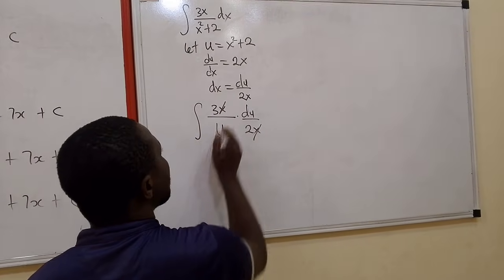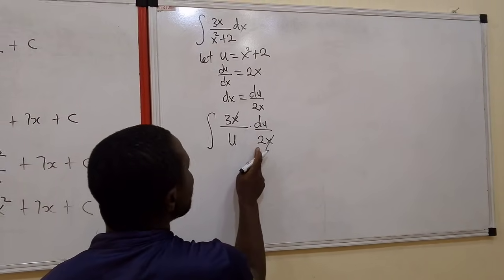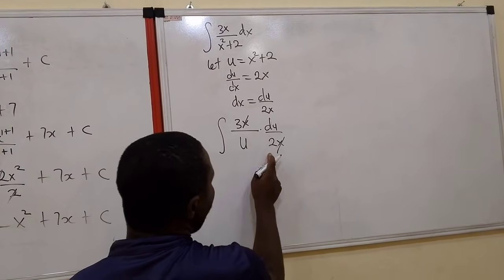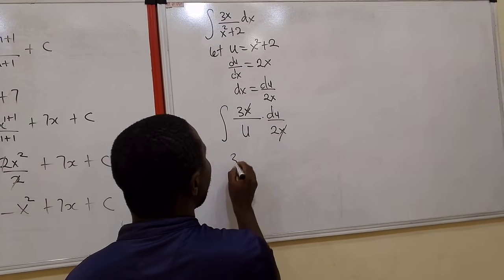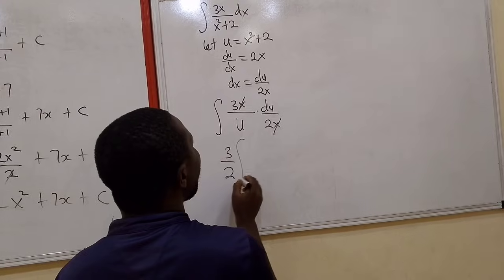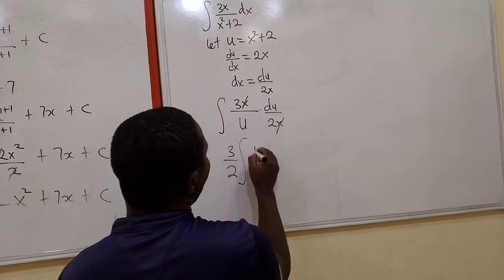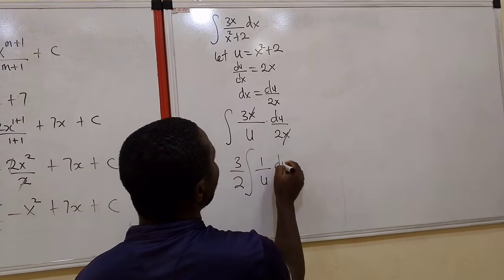The x, we cancel out x. I have 3, I have 2. The 3 and 2 are constants. Bring them outside the integral. So I have 3 over 2, the integral of 1 over u du.